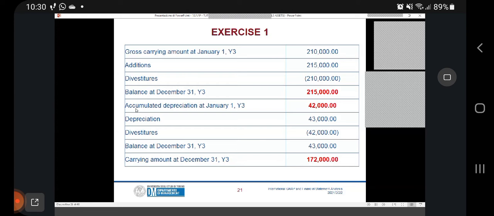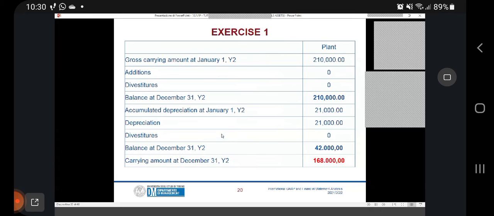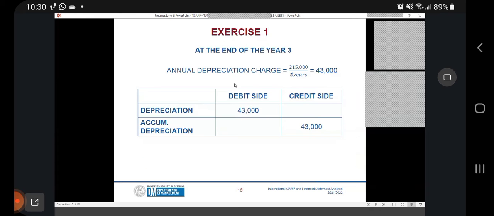For accumulated depreciation, again, the starting point was 42,000, namely the accumulated depreciation at the 31st December year 2, which is equal to the accumulated depreciation at the 1st January year 3. The new depreciation charge is equal to 43,000, which is the depreciation of the new plant, so this one, the new plant 215 over 5 years.